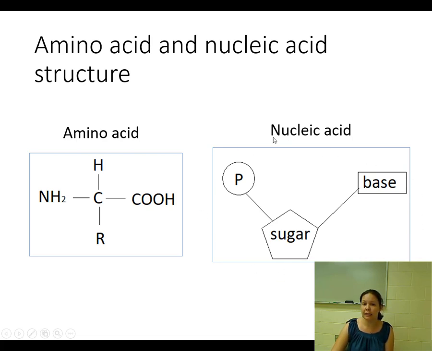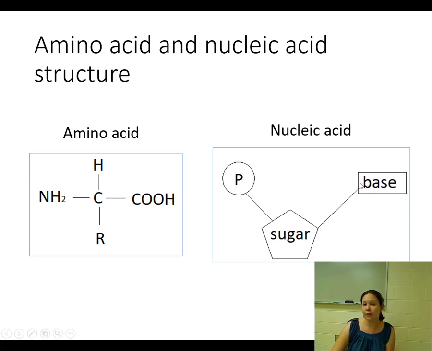So this should really say, instead of nucleic acid, nucleotide. And so a phosphate, again, is a phosphorus with oxygen surrounding it. A sugar is either ribose for RNA, which is an example of a nucleic acid, or deoxyribose for DNA, which again is an example of a nucleic acid. And then here, the base is actually a nitrogenous base.